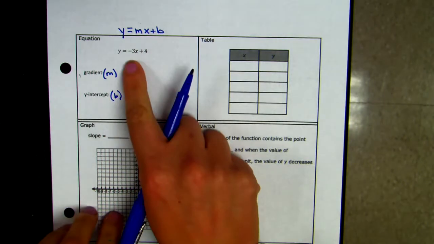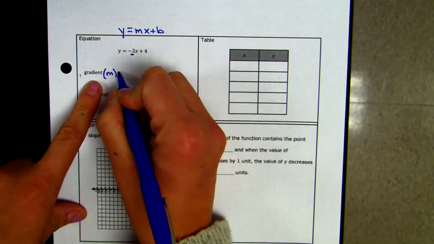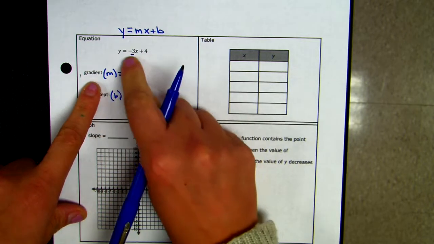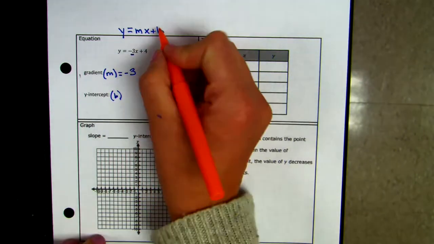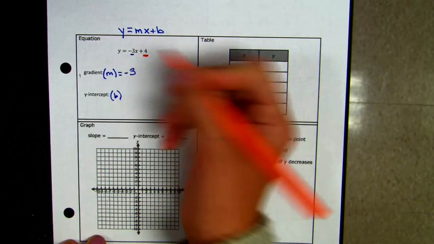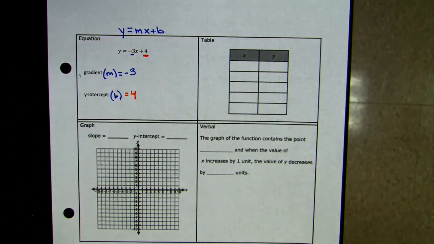So here we've got y equals mx plus b. Our gradient is our negative 3 here because it is in the m position in our equation. And then our positive 4 here is our y-intercept because it is in the b position. Okay, so hopefully this looks a little bit like review from the past few days.